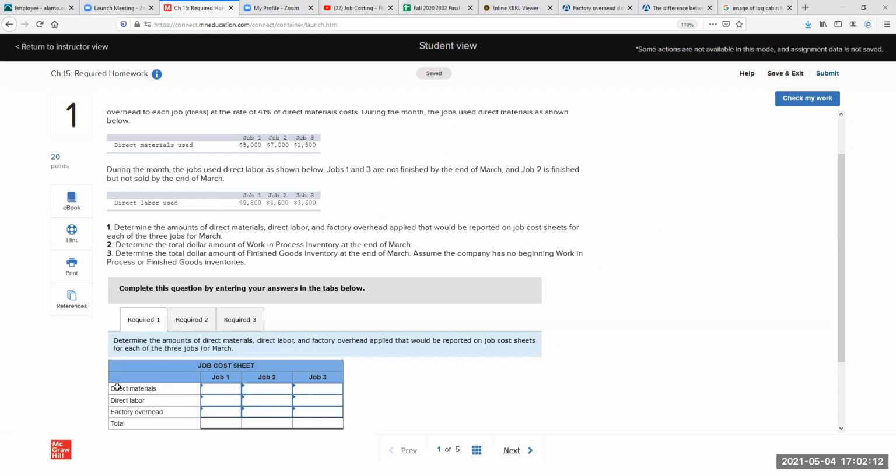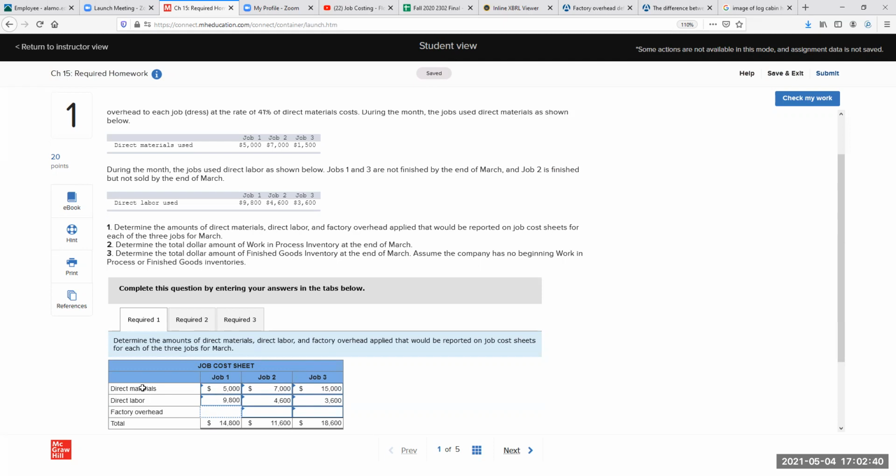The first big three are right here: materials, labor, overhead. Direct materials, direct labor, and indirect materials and indirect labor are part of factory overhead. So put in your direct materials, put in your direct labor. Well, how are we going to determine overhead? There's a tool called a predetermined overhead rate.